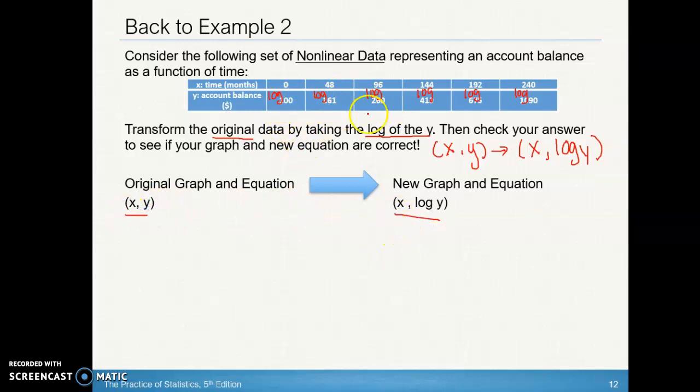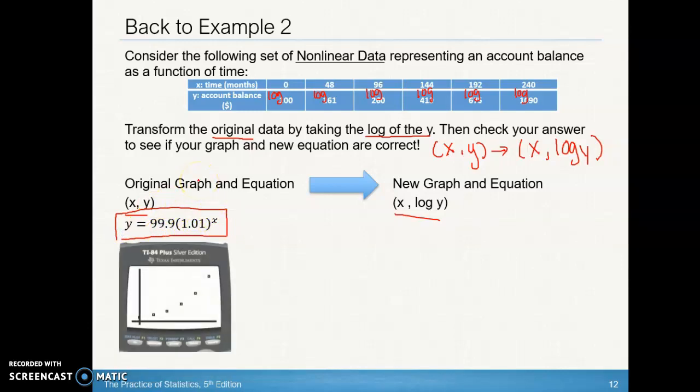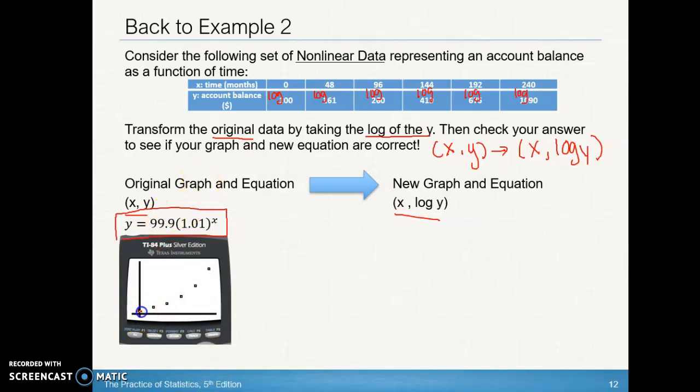Now the y values are just the log of each of them. If you did an exponential regression, because we knew it was an exponential function, this is what it would have looked like: 99.9 times 1.01 to the x, exponential because x is the exponent. If I was going to graph the exponential regression, this would be your equation right here. Now you're going to graph your new graph and your new equation.